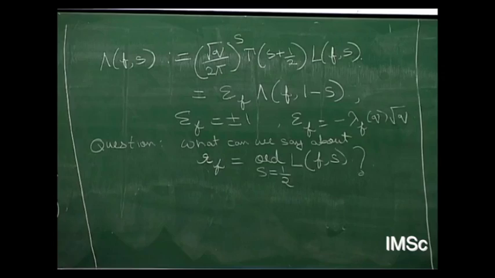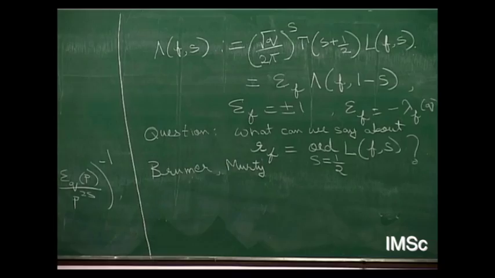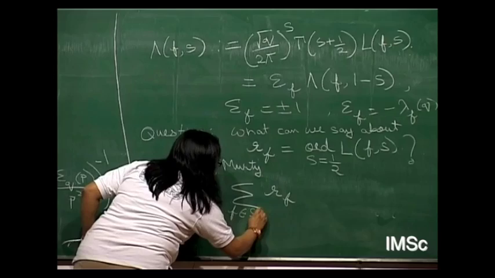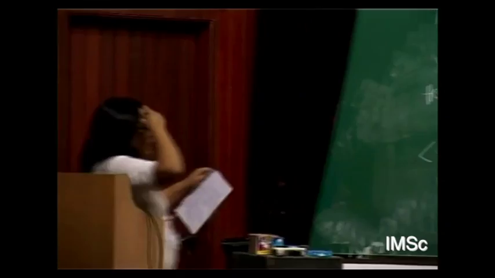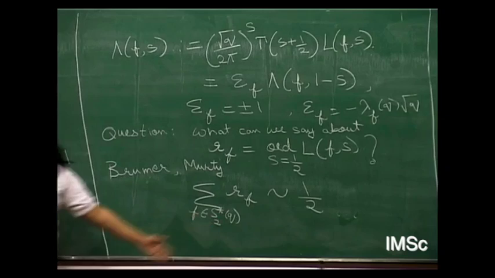More precisely, Goldfeld and Murty in 1995 independently stated the following conjecture: if you sum over all the new forms of level q, and sum over the order of vanishing, this is expected to be asymptotic to exactly half of the number of new forms. In other words, half of the dimension of the space S2 of q.